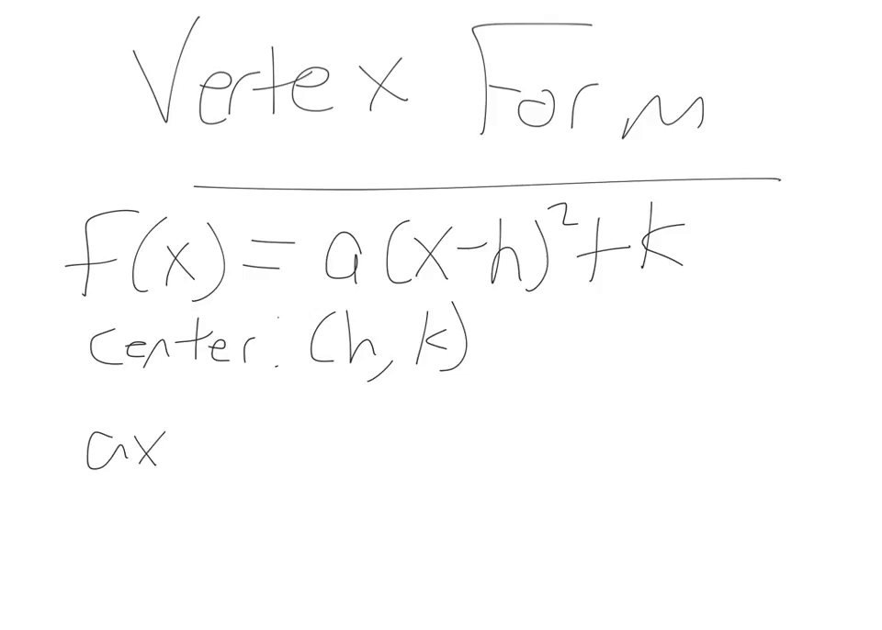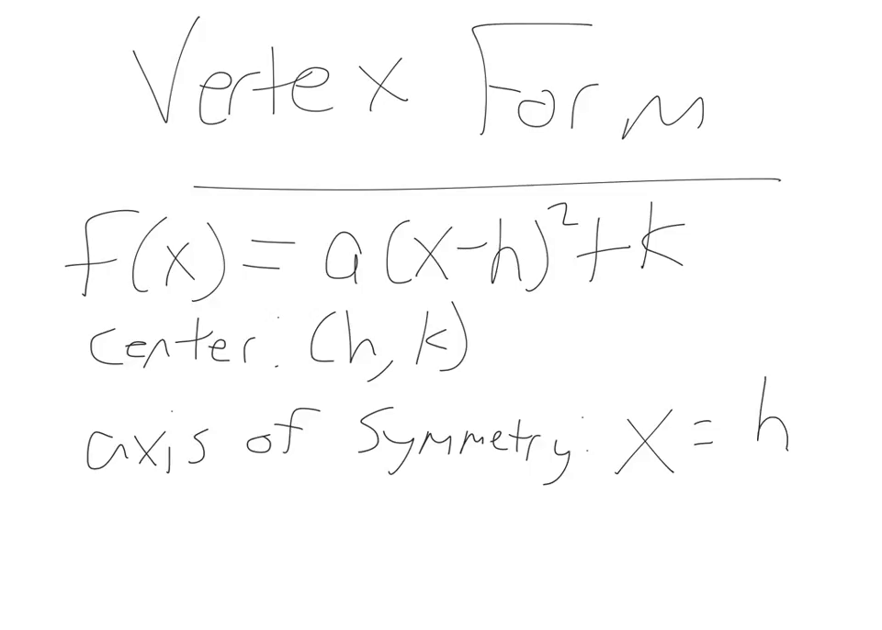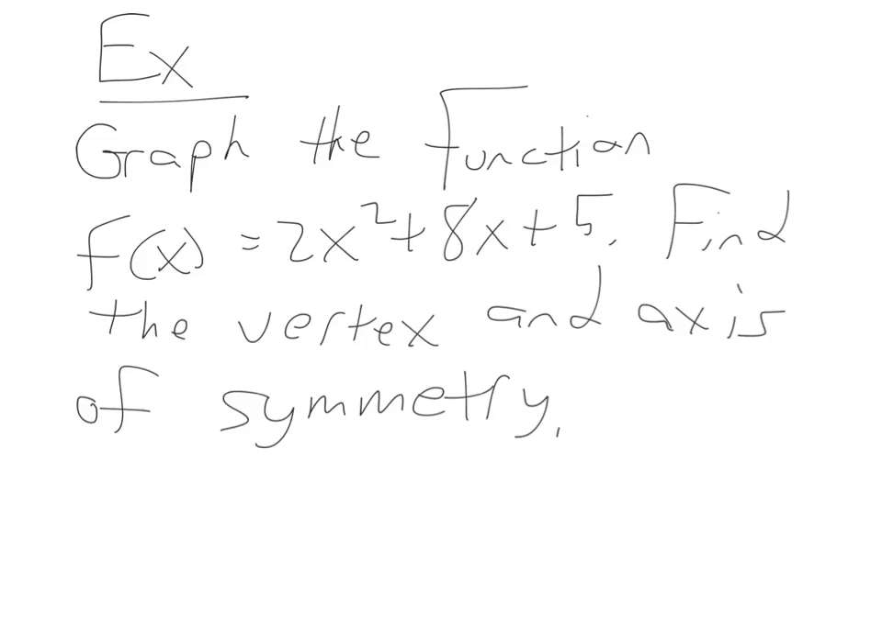And this thing we call the axis of symmetry. It's a vertical line, because quadratics are upward or downward facing parabolas, so the axis of symmetry would be vertical, so it would be x equals, and then the x part of the vertex. Alright, if I tell you to graph the function f of x equals 2x squared plus 8x plus 5, and find the vertex and the axis of symmetry.